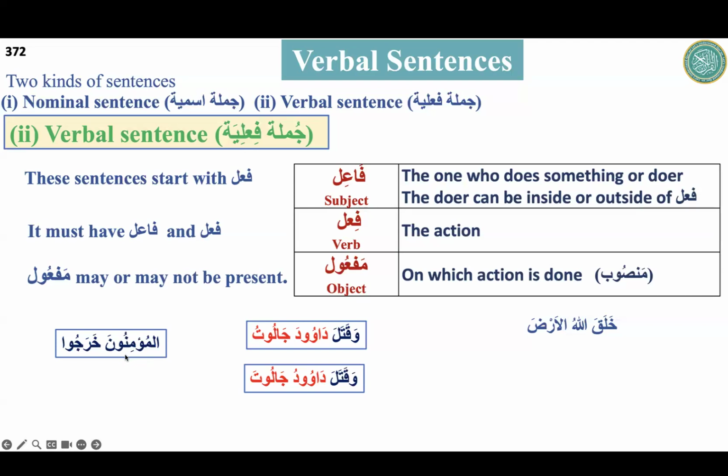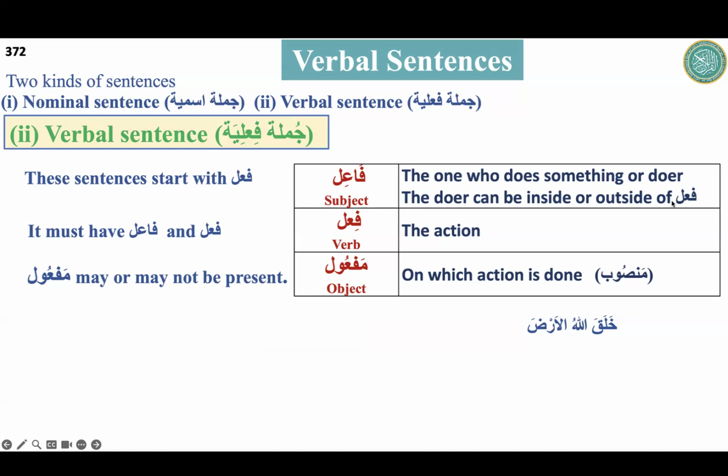Yes, Mu'minuna. Please help Temia to identify, is it verb or noun? Mu'minuna, it's a noun. First thing, it starts with al, tam, buta, that is basically they are nouns. So is it a nominal sentence or a verbal sentence? It's a nominal sentence because it starts with a noun.